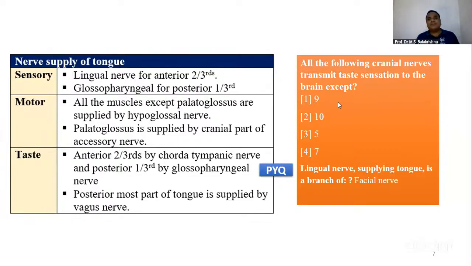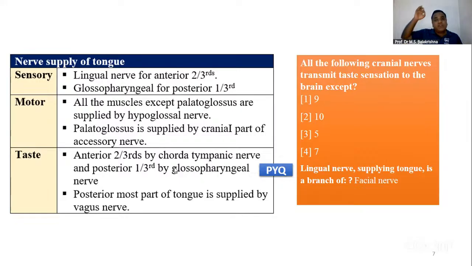The sensory nerve supply of the tongue is by the lingual nerve, a branch of mandibular nerve, fifth cranial nerve, that is sensory for the anterior two-thirds of the tongue. And the sensory for the posterior one-third of the tongue is glossopharyngeal. So this chart, this table is extremely important. The motor nerve supply for all the muscles except palatoglossus is the 12th cranial nerve. Palatoglossus is supplied by the pharyngeal plexus of the vagus, and then taste in the anterior two-thirds is supplied by chorda tympani.